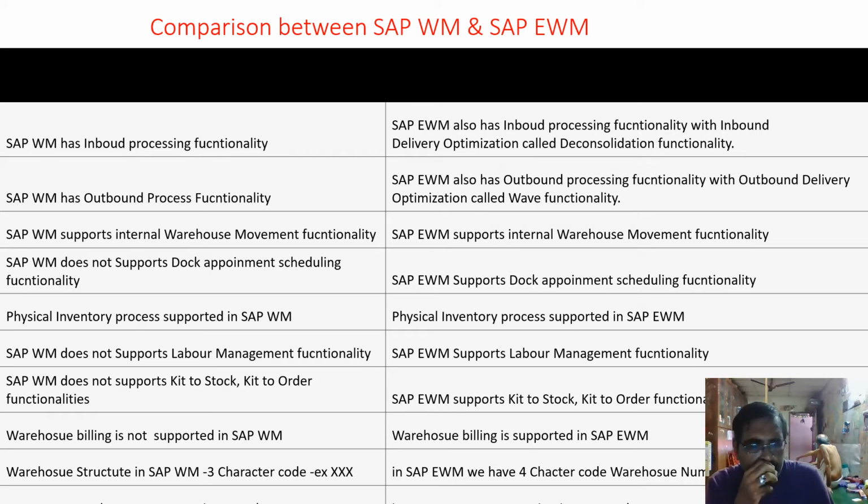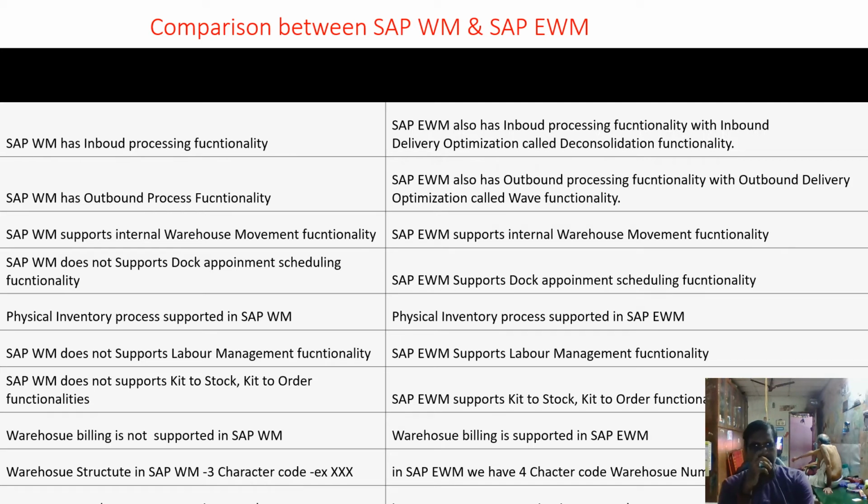And SAP WM does not support a special process called kit to stock or kit to order functionalities. In case of EWM, we have kit to stock and kit to order functionalities based on the customer requirement. We can do it with standard SAP, and if you want to go for customization, that is also possible. And then warehouse billing is not supported in SAP WM. There is no financial part in SAP WM, whereas in SAP EWM we have the financial integration. That is, warehouse billing is possible directly from EWM, right? That is important. That is the main difference.